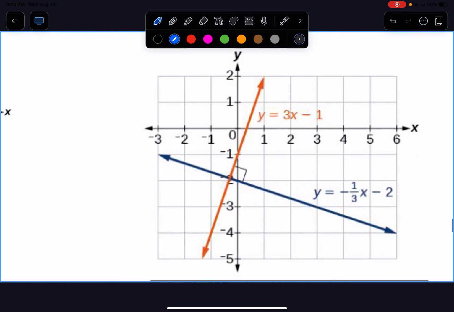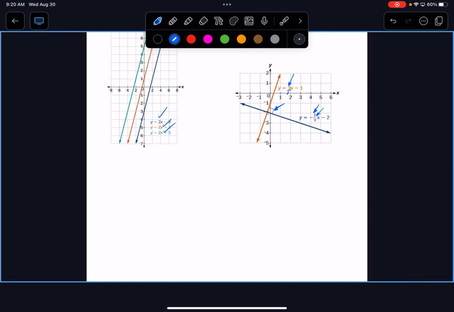Recall, perpendicular lines cross at a 90-degree angle, because there are times when lines don't cross at a 90-degree angle, but if they do cross at a 90-degree angle, then their slopes will be opposite, meaning one will be positive, one will be negative. And then they will be reciprocal fractions. So 3 is the same thing as 3 divided by 1. So reciprocate that and we get 1/3. So these are considered perpendicular lines.